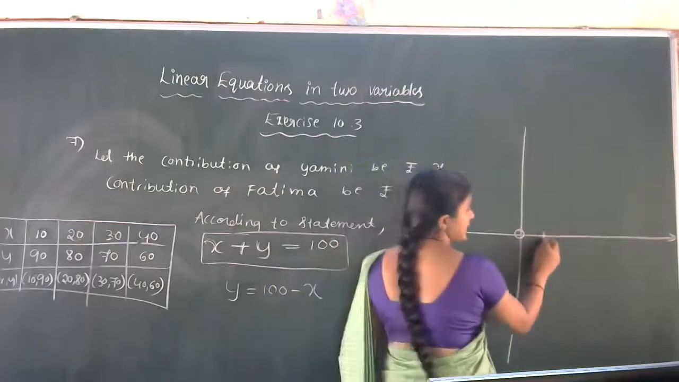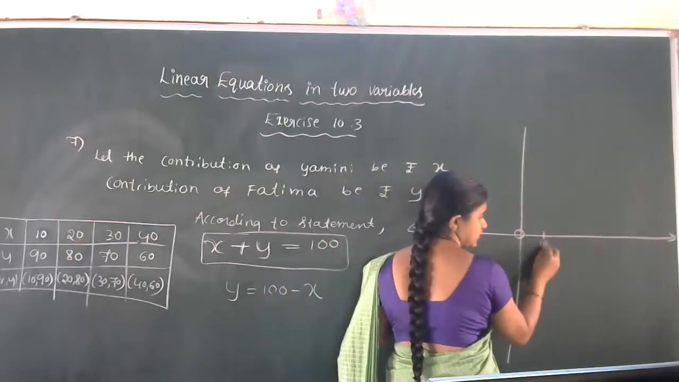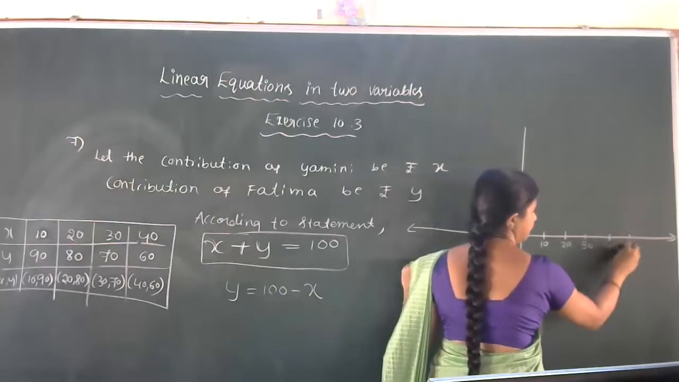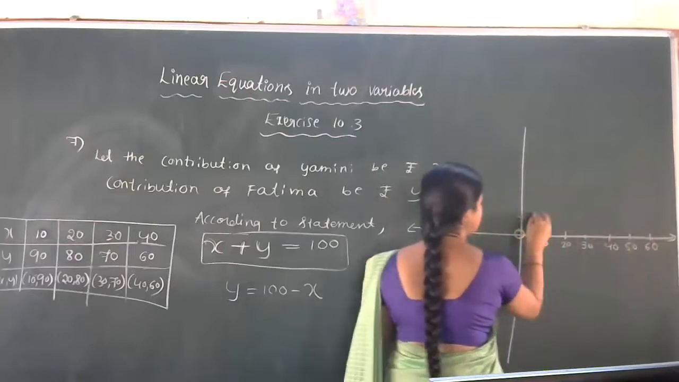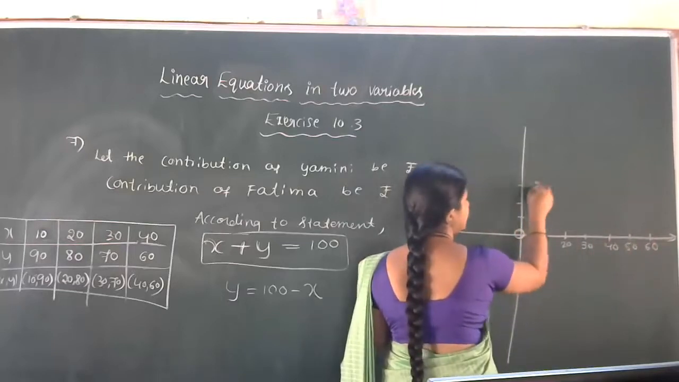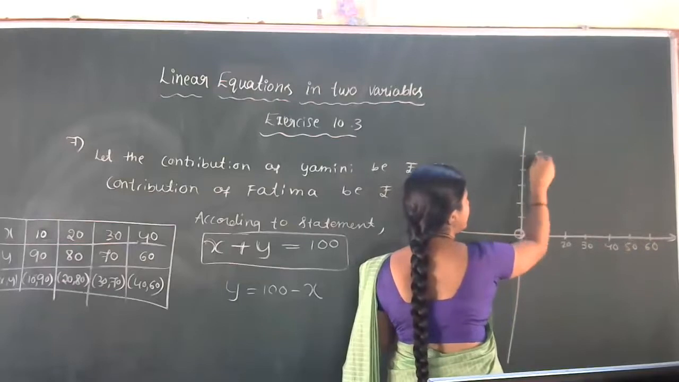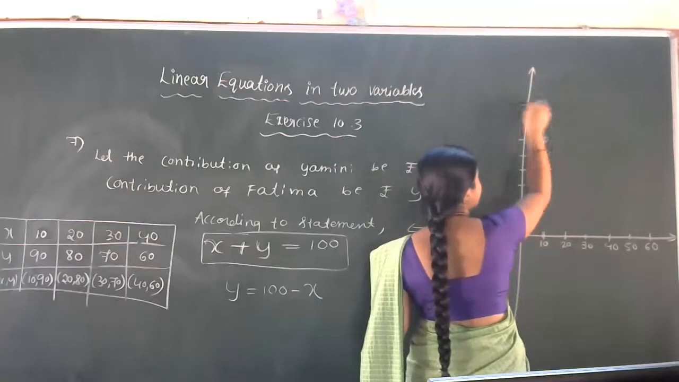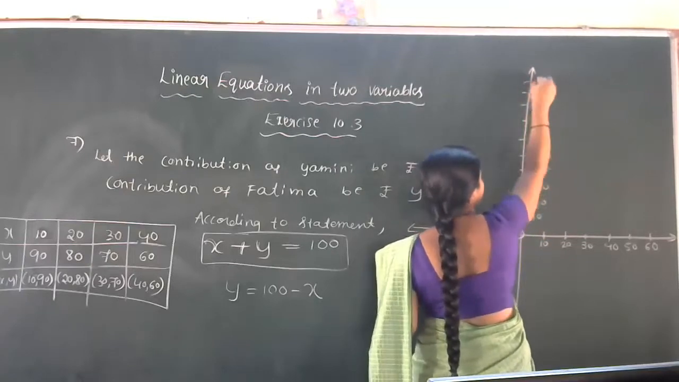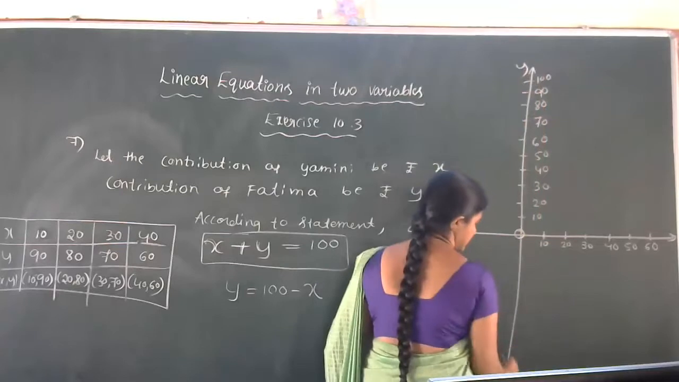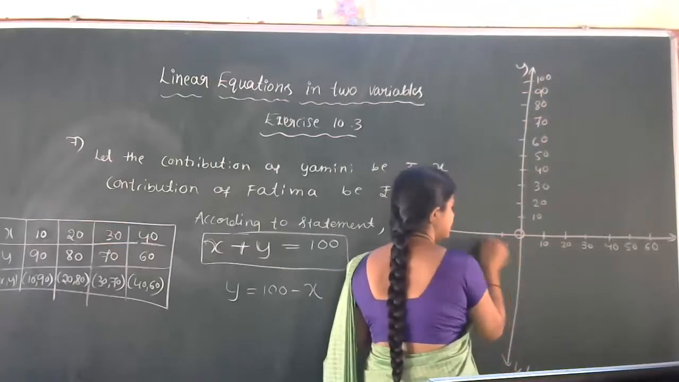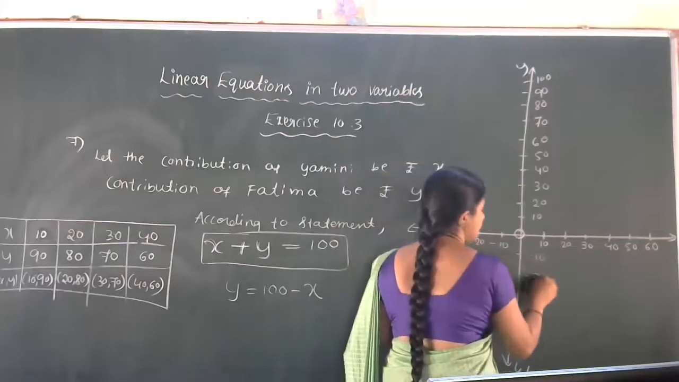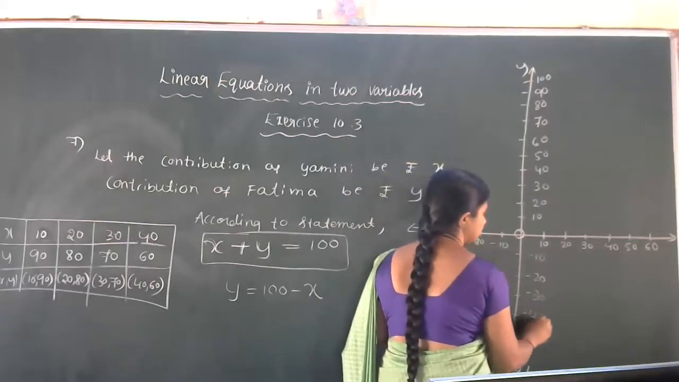So 0, then 1 centimeter is equal to 10 units: 10, 20, 30, 40, 50, 60 on the x-axis. Here on the y-axis also 10, 20, 30, 40, 50, 60, 70, 80, 90, 100. This is Y dash. On the negative side, minus 10, minus 20, minus 30, minus 40 is sufficient.